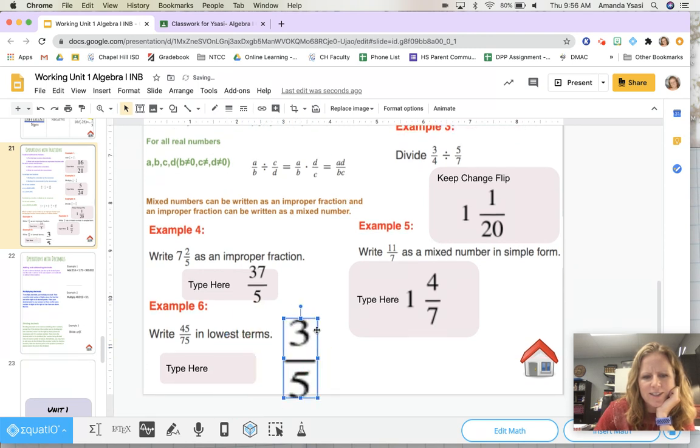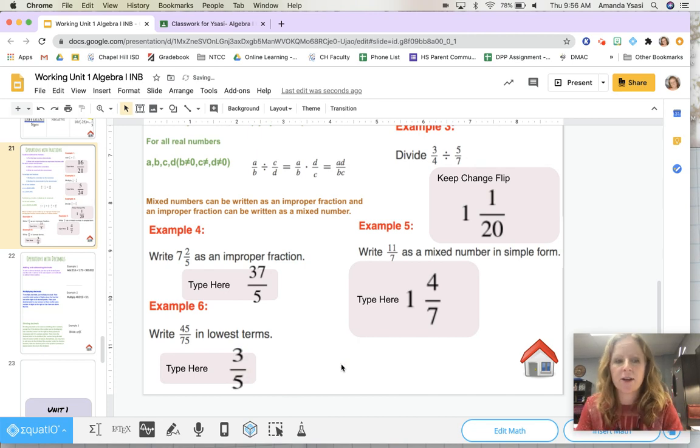That looks silly because I stretched it instead of pulling it by the corner. It's okay. 3/5. Okay, so that is our fraction review.